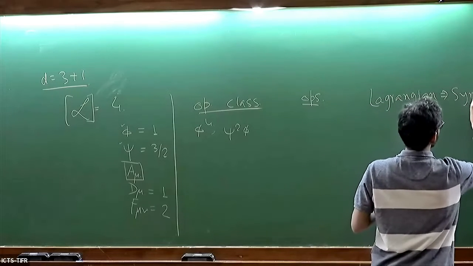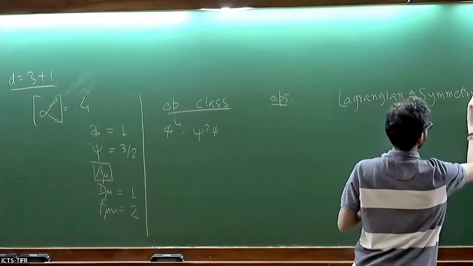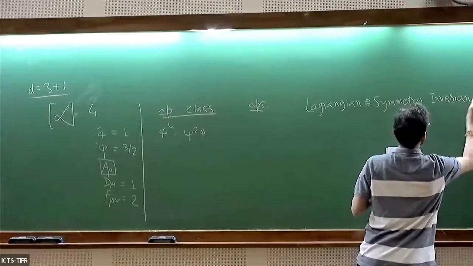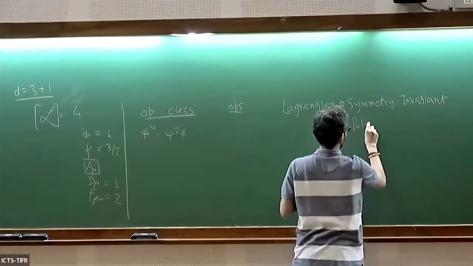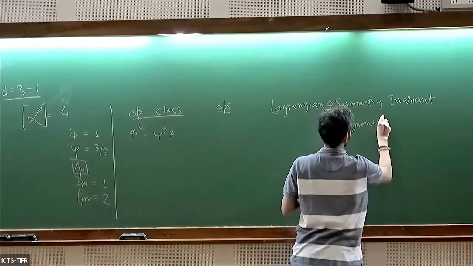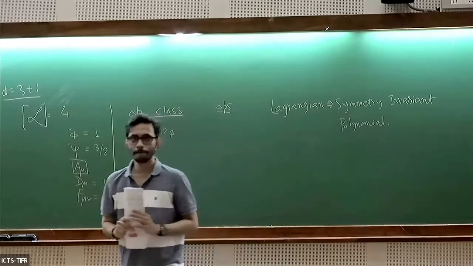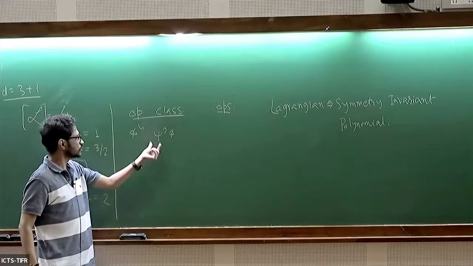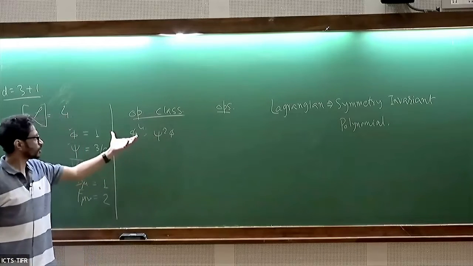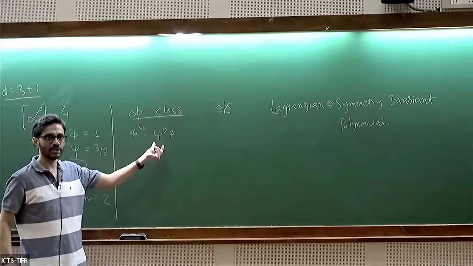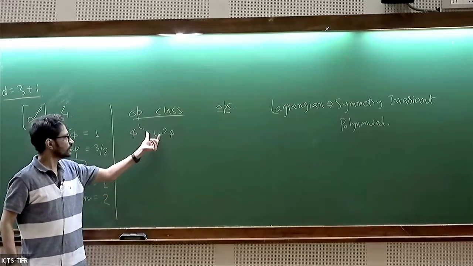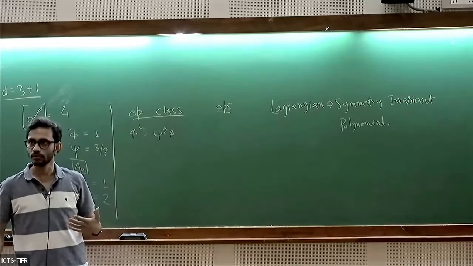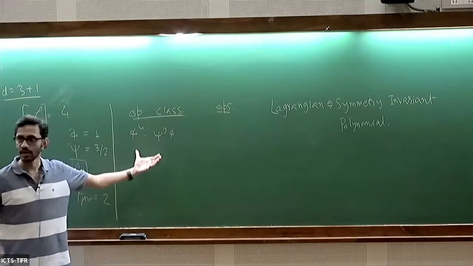A symmetry invariant polynomial. In this way we will see, for every mass dimension, how many different Lorentz invariant polynomials of this kind I can write down. Those are basically my operator classes.